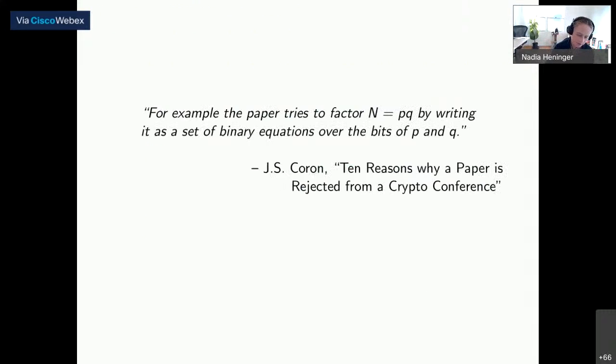The approach that we're going to take to solve this problem is the most naive possible approach, which is basically to write a set of binary equations over the bits of P and Q and solve them.